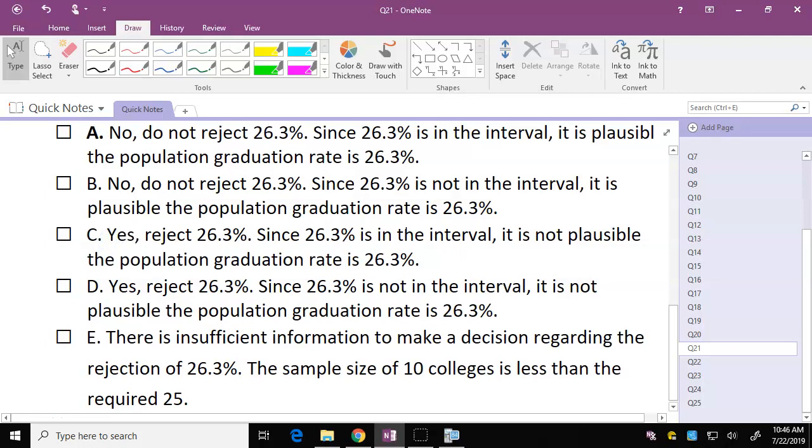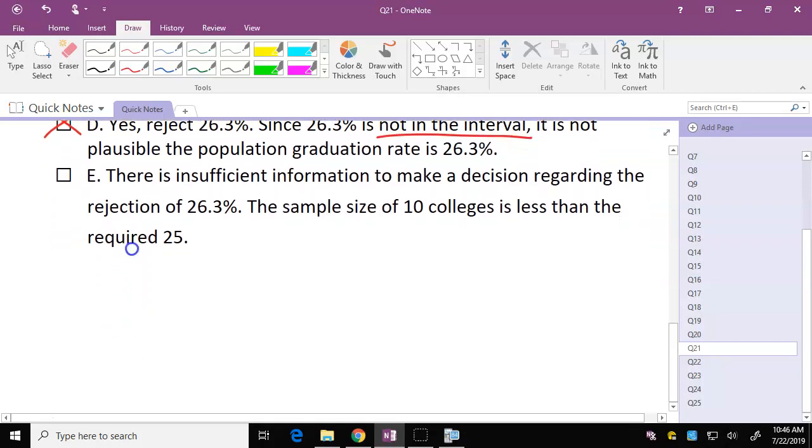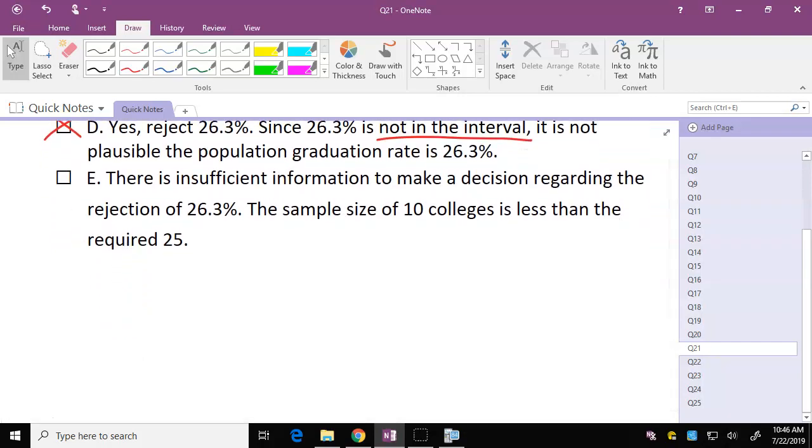Which one is it? D? Very good, because it is not in the interval. And we don't worry about the sample size because we know that it's already normal. So that's why we throw out E.